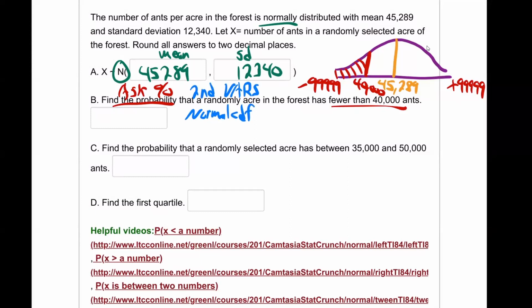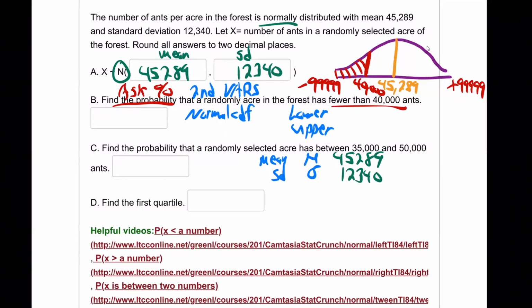And then it'll ask you for the lower, upper, the mu and the sigma. Those are just the mean and the standard deviation. So the mean will be that 45,289 number, and the standard deviation is the 12,340 number.